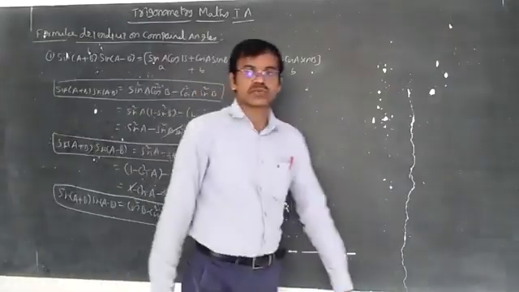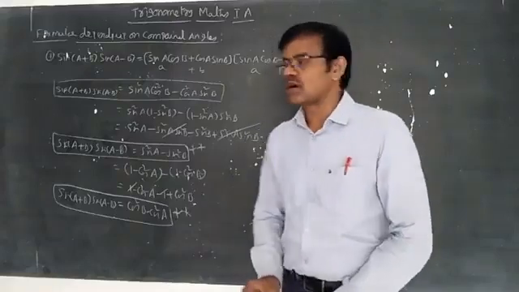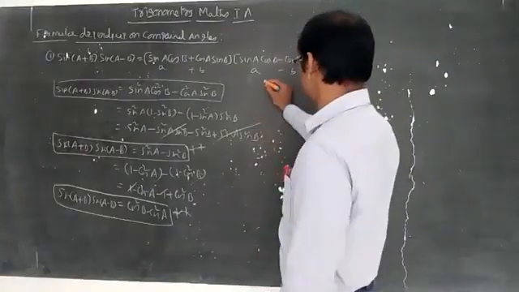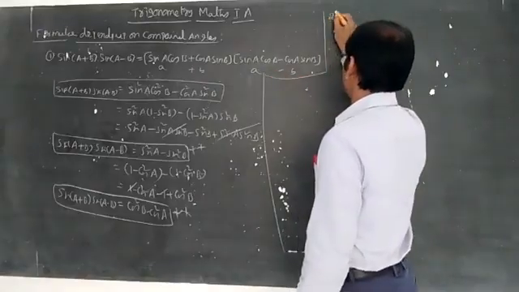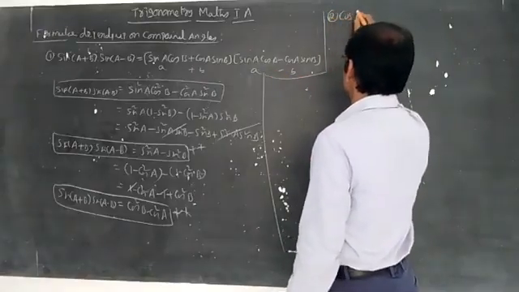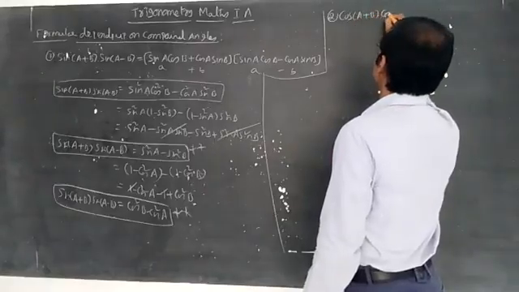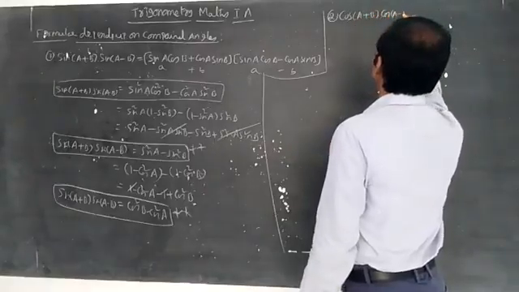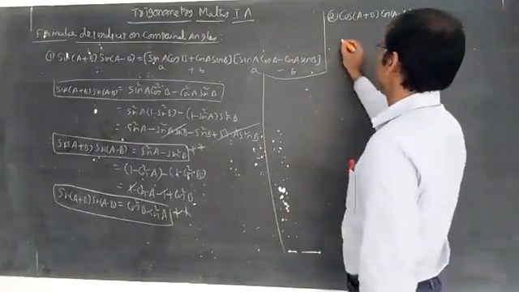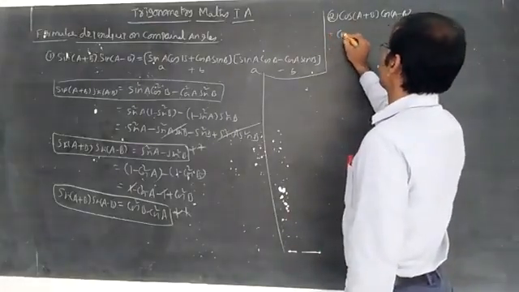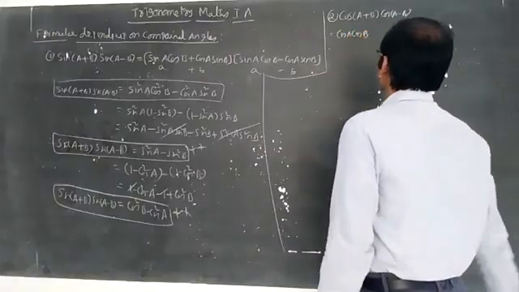Now let us discuss the formula cos of A plus B into cos of A minus B also. Depends upon compound angles. Next one, cos of A plus B into cos of A minus B. Let us write the formula of compound angle. Cos of A plus B formula.